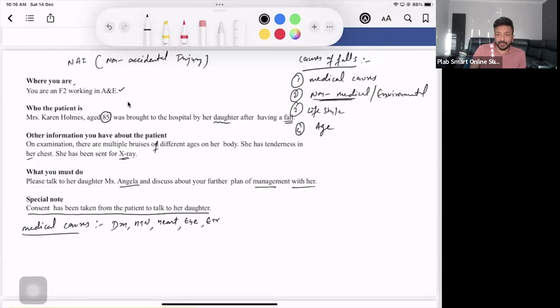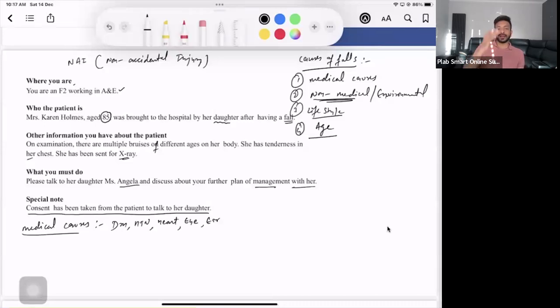Now, if we come to the non-medical causes, the environmental causes, what I mean by that is if you're not having enough light in the house, for example, if you're having slippery floors, or if you've got loose rugs or carpets, can that be the reason for a fall as well? Yes. Lifestyle causes. Which lifestyle do you think can be the reason? Can I say drinking too much alcohol or taking drugs can be the reason? Yes. And the age. Obviously, if the patient is 85, that is also a reason for a fall as well.